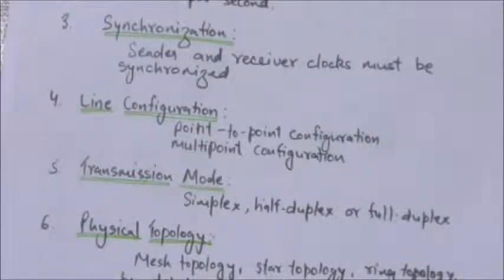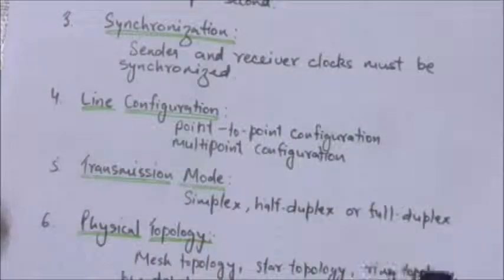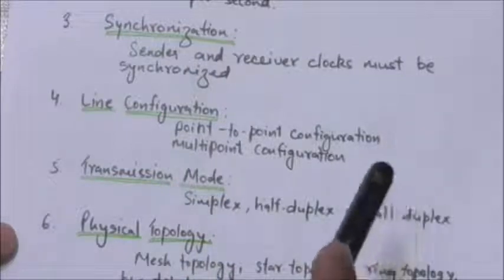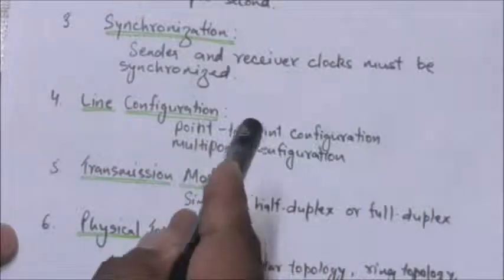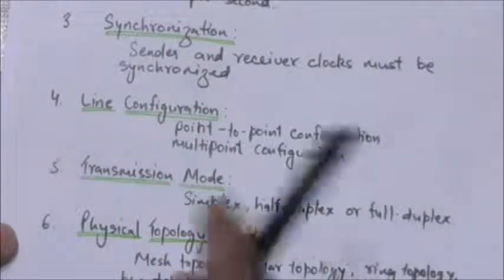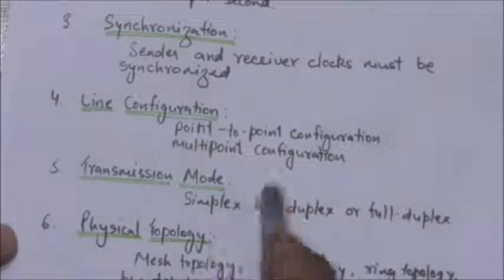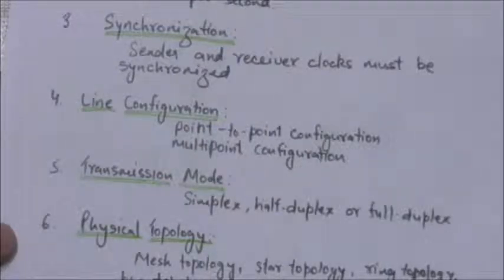Another is transmission mode. In transmission mode, the physical layer also defines the direction of transmission between two devices, like simplex, half duplex and full duplex. So another responsibility of the physical layer is that it defines the direction of transmission. It could be simplex, half duplex or full duplex. About simplex, half duplex and full duplex we have already studied in a previous tutorial.